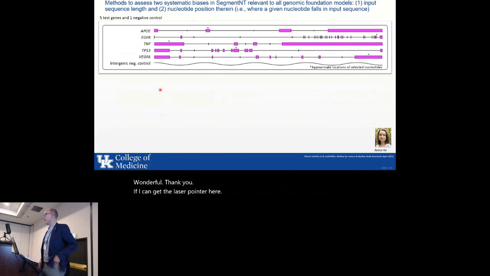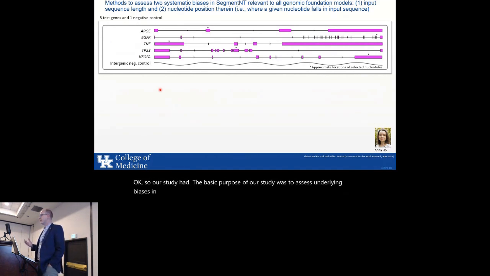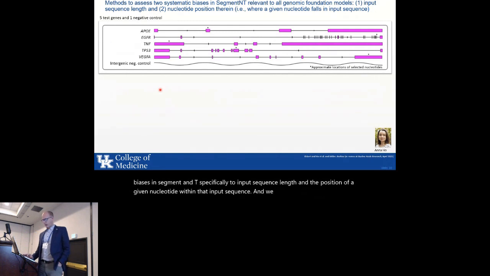Okay, so the basic purpose of our study was to assess underlying biases in SegmentNT, specifically to input sequence length and the position of a given nucleotide within that input sequence. And we did this by selecting 6 genomic regions, including 5 genes and 1 negative non-genic control.